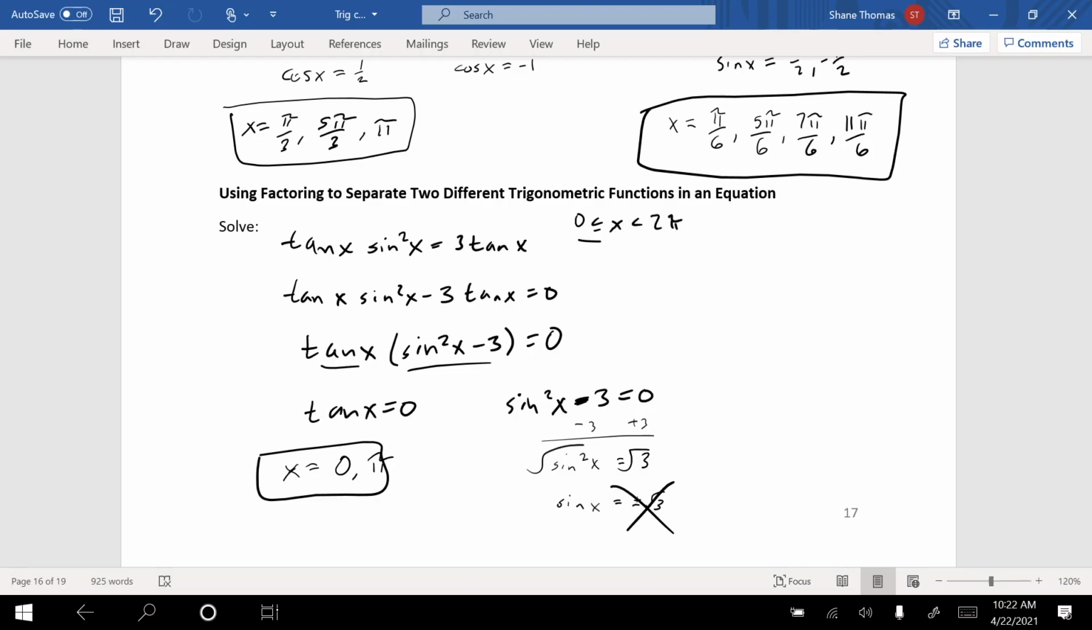If we had no restrictions, then we're putting it back into that x equals the angle plus the 2n pi, or in this case with tangent, it would just be n pi.